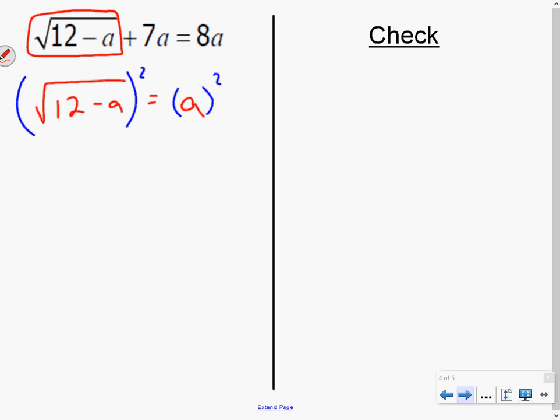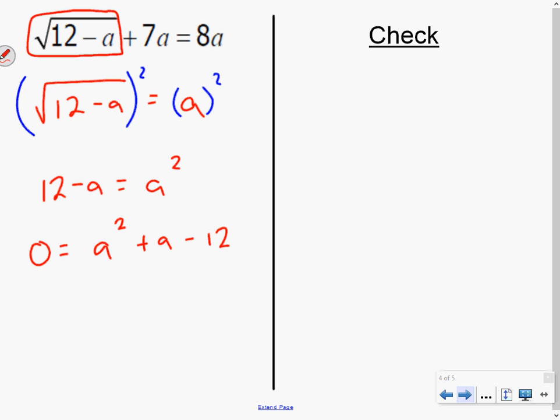Okay, on the left side, squaring that square root cancels it out. I'm left with 12 minus a. On the right side, we created an a squared. We've got a quadratic equation. Let's get everything to one side. I'm going to move it to the right side just so I can keep that a squared positive. I get a squared plus a minus 12.